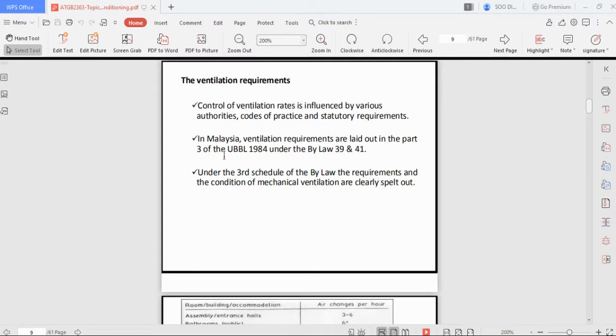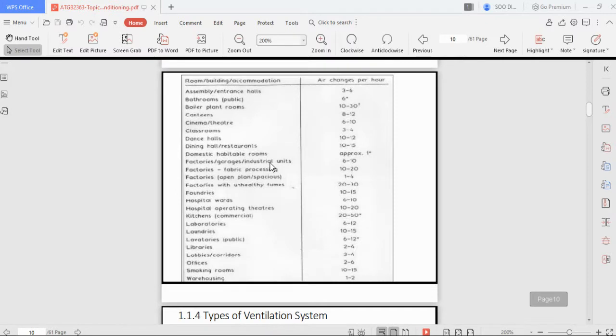If you are building a building and you do not refer to this requirement, then you will not be able to get approval. So this is Malaysia's requirement law, which is UBBL 1984. You can find this requirement online. I will be able to upload this soon. Okay, so the next one is the requirement for different buildings. There are different requirements for air changes per hour.